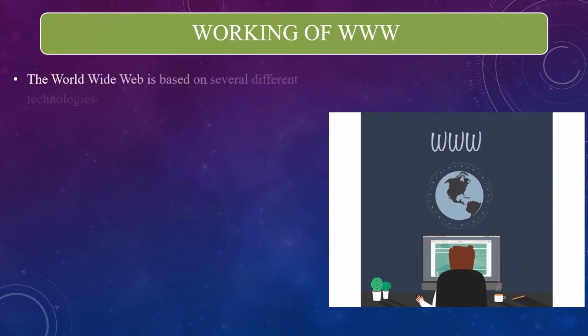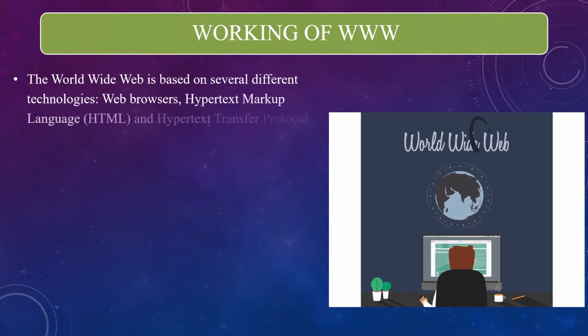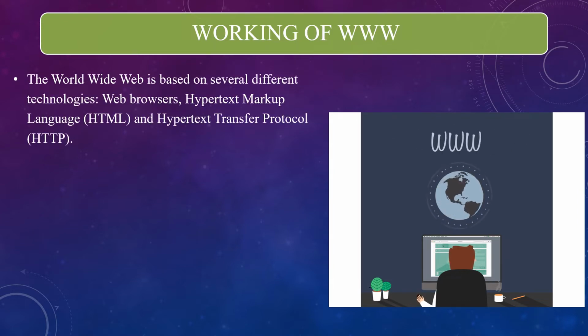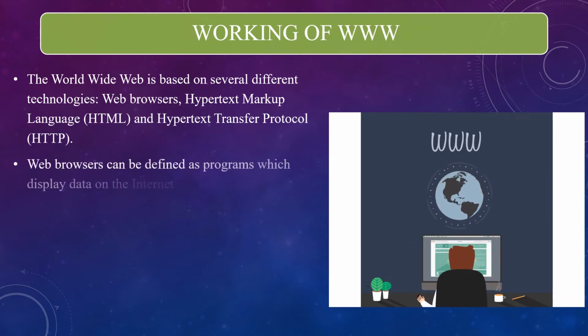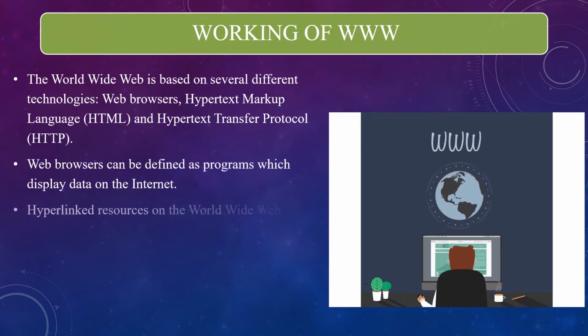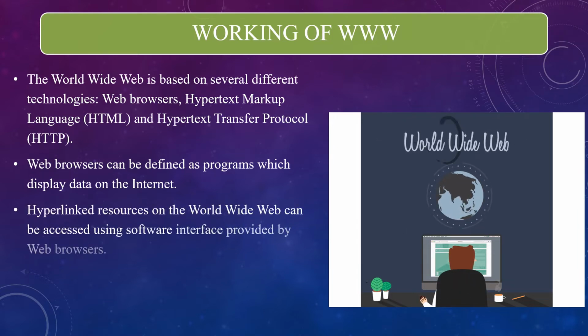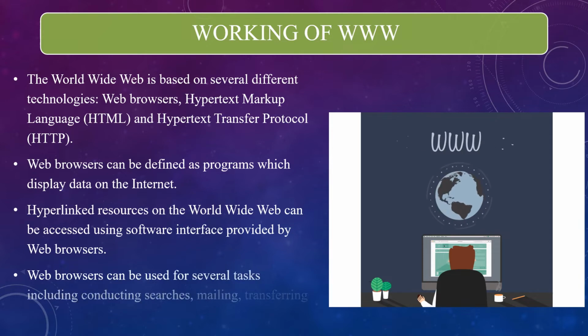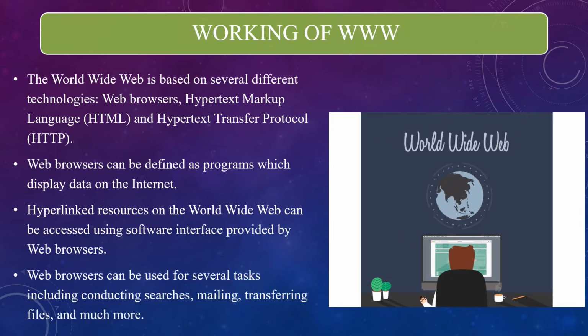The World Wide Web is based on several different technologies: web browsers, hypertext markup language, and hypertext transfer protocol. Web browsers can be defined as programs which display data on the Internet. Hyperlinked resources on the World Wide Web can be accessed using software interface provided by web browsers. Web browsers can be used for several tasks, including conducting searches, mailing, transferring files, and much more. Some of the examples are Google Chrome, Mozilla Firefox, etc.